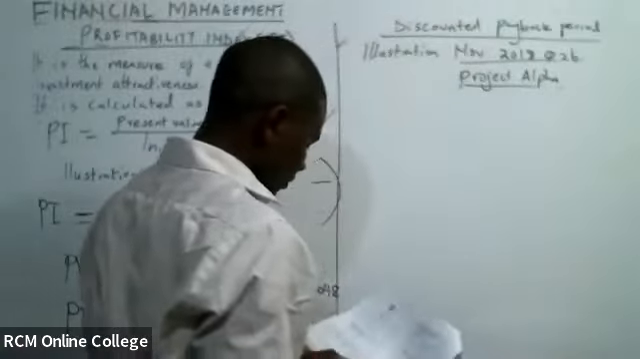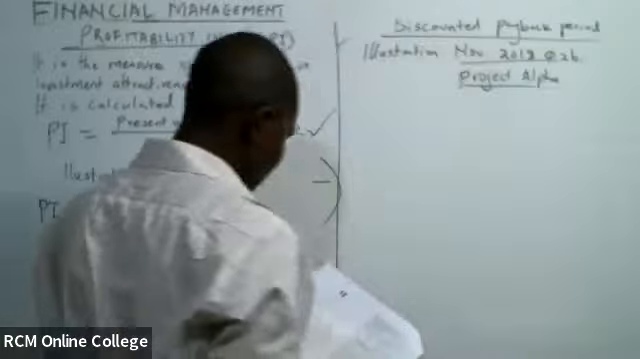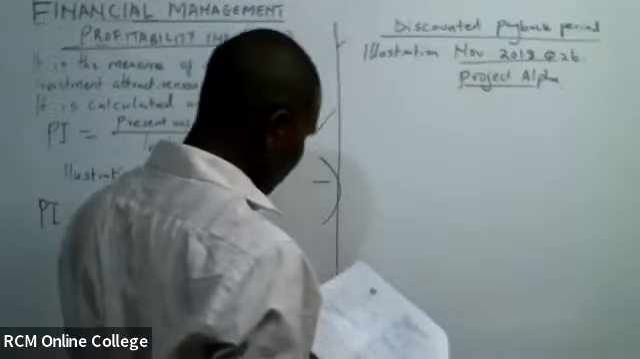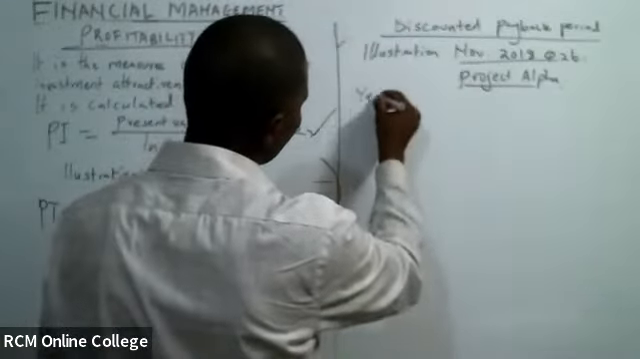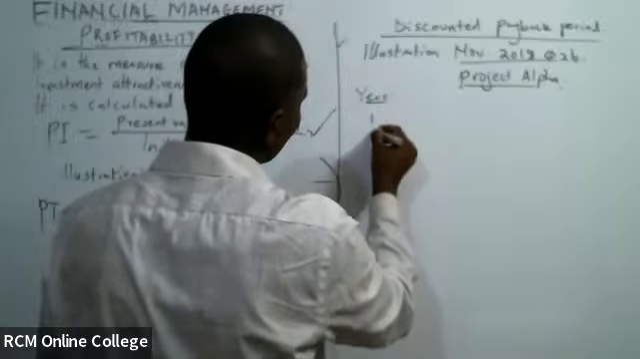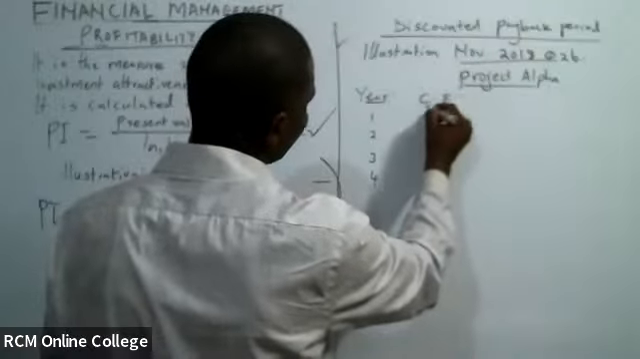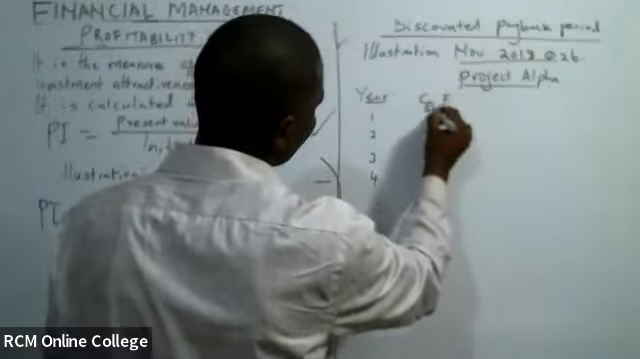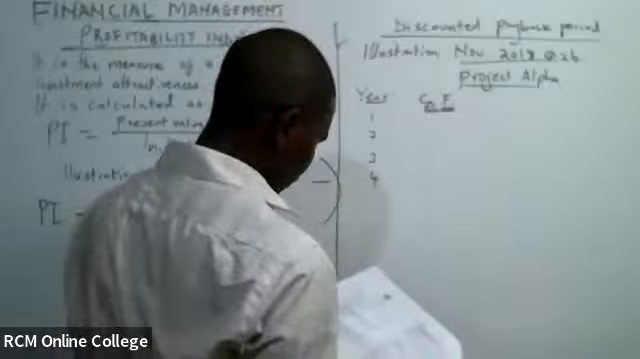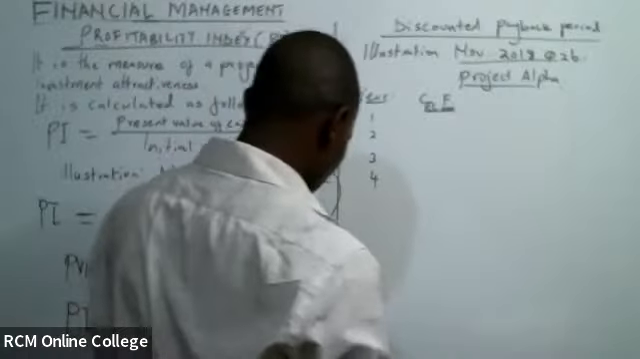Project Alpha. And I can see we have 4 years. This project has 4 years. So the first thing, we just identify our years here. Year 1, 2, 3, and 4. Then the cash flow here, shillings in 1,000.